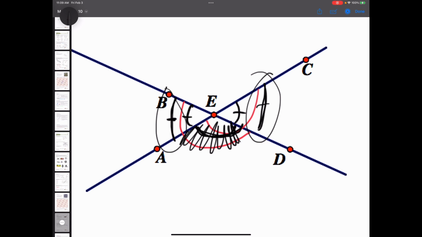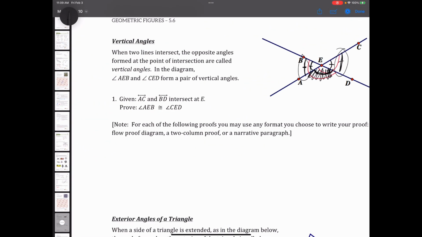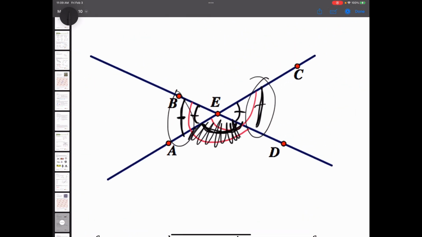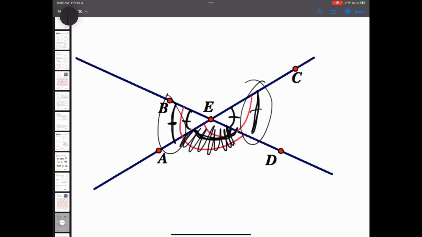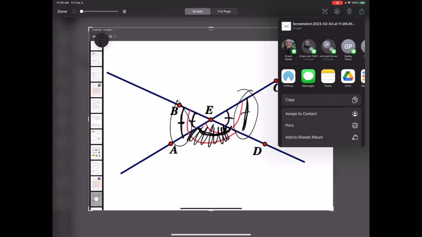All right, so let's go ahead and get started writing this proof, okay? So here's what we're going to do. I'm going to take a screenshot of this, and we are going to work in my notes app.